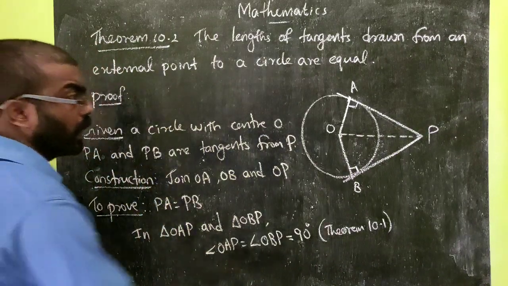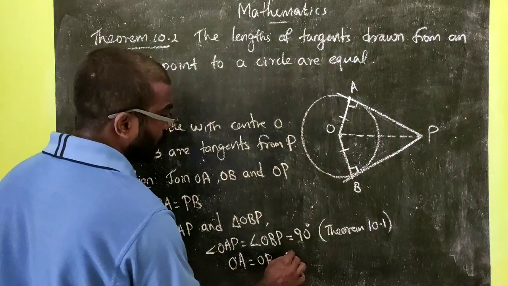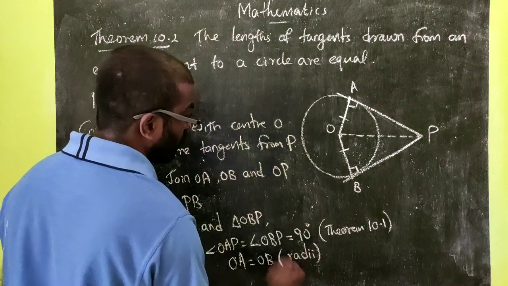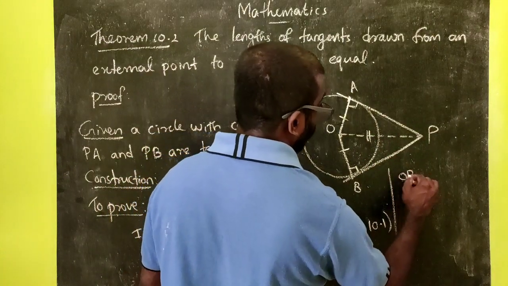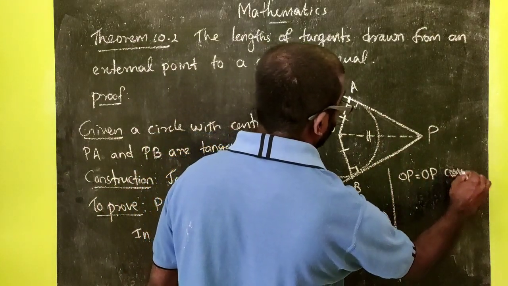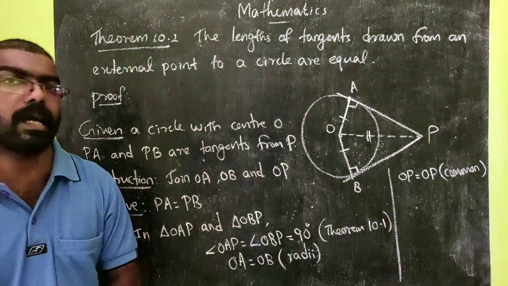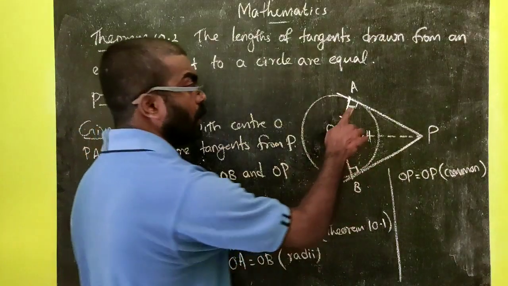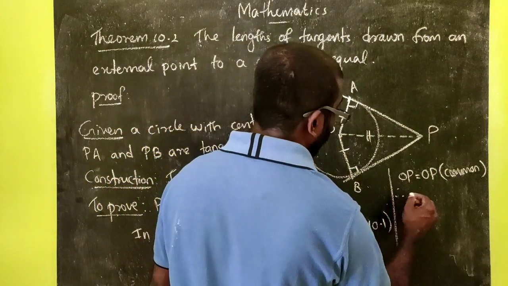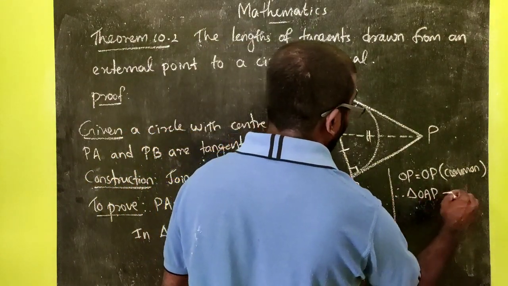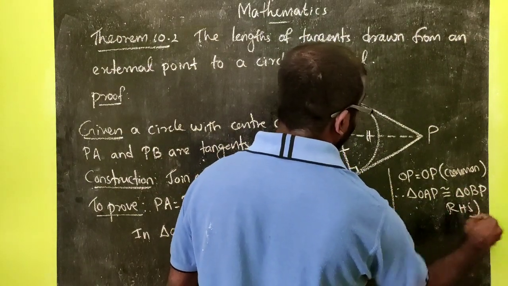Clear? Now we can write OA is equal to OB, radii of the same circle. So both are equal. And one more thing is OP is the common side. So OP is equal to OP, common. Now we can conclude these two triangles are congruent by RHS congruence rule: a right angle, hypotenuse and one other side. Therefore triangle OAP is congruent to triangle OBP by RHS rule.